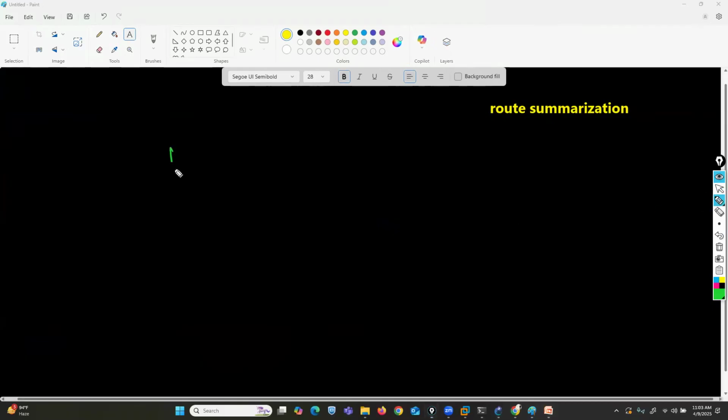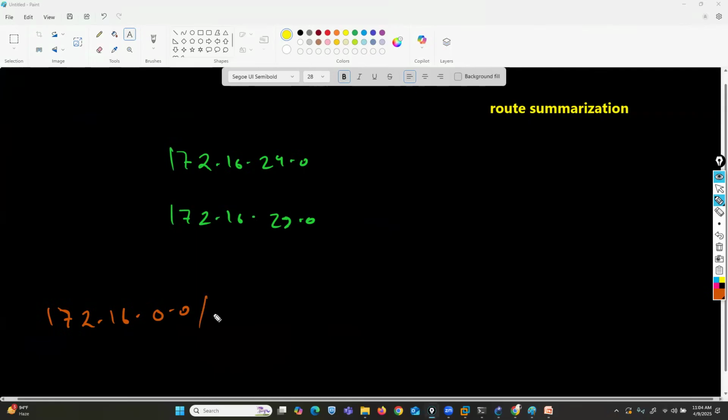Okay, wait. So you take the first network, right? 172.16.24.0 and 172.16.29.0, right? This is your network. And what is your answer? 172.16.0.0 slash 24. Okay, no problem.